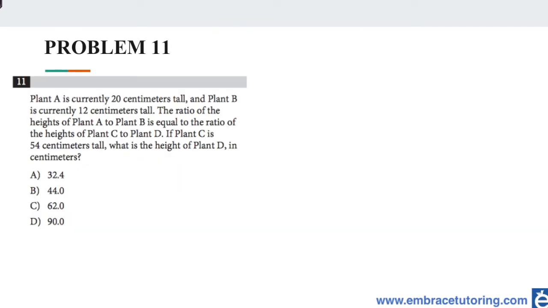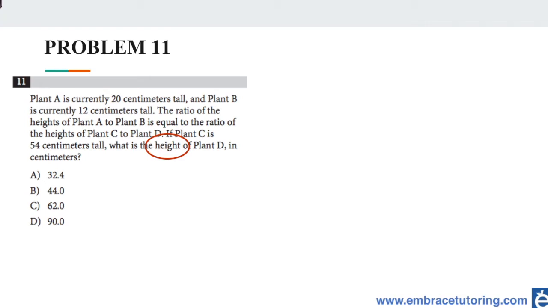Okay, problem number 11. It says plant A is currently 20 centimeters tall and plant B is currently 12 centimeters tall. The ratio of the heights of plant A to plant B is equal to the ratio of the heights of plant C to plant D. If plant C is 54 centimeters tall, what is the height of plant D in centimeters?